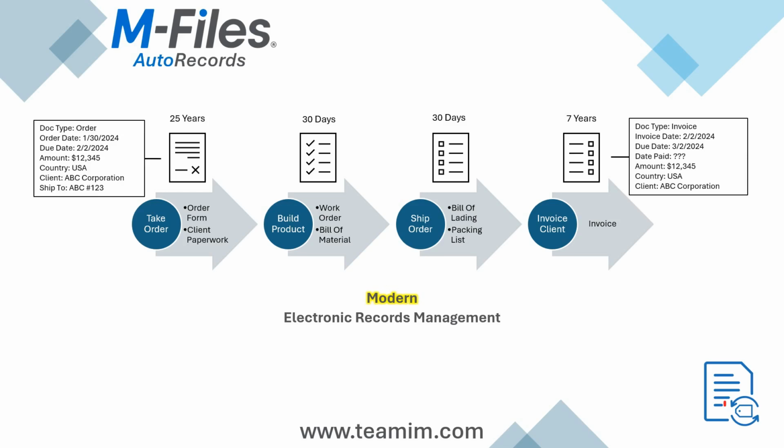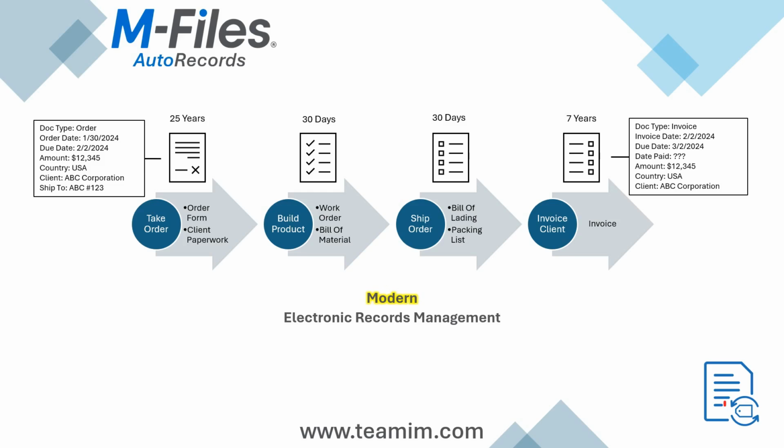Previously, this was done in a network folder structure, and when different people needed different metadata, they would create their own folder structure and store additional copies of that same document. In the world of modern electronic records management, metadata attributes are added to each document, and those can then be used by different people to browse and search documents as needed.